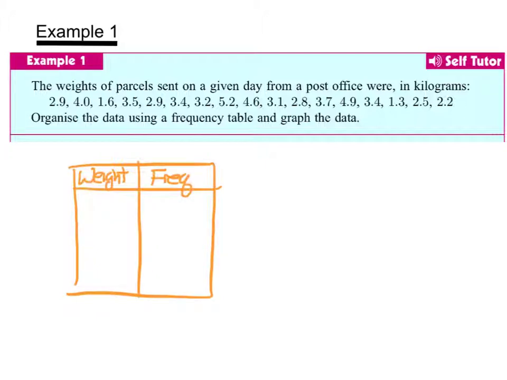Now again, we want to use class intervals here. So we want to look at the data and figure out that all of our weights are above 1 kilogram, and they're also all less than 6 kilograms. So I can break up my data into class intervals as follows.